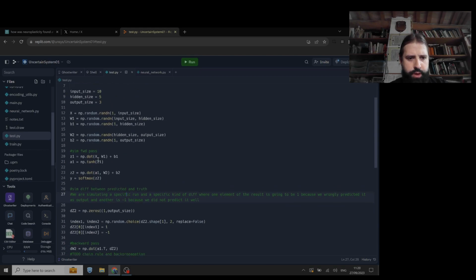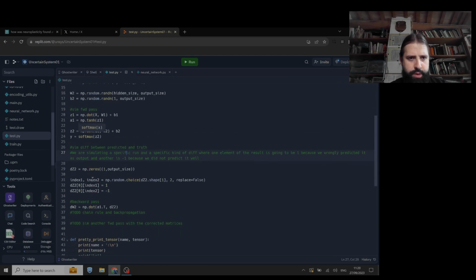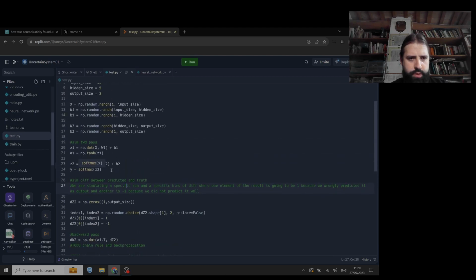You start with something similar to the forward pass, and then the backward pass. I'm doing it like this, but whatever. I think that's what I'm also getting wrong here, right? So let's look at these. Here we should simulate the difference between the predicted and the truth.